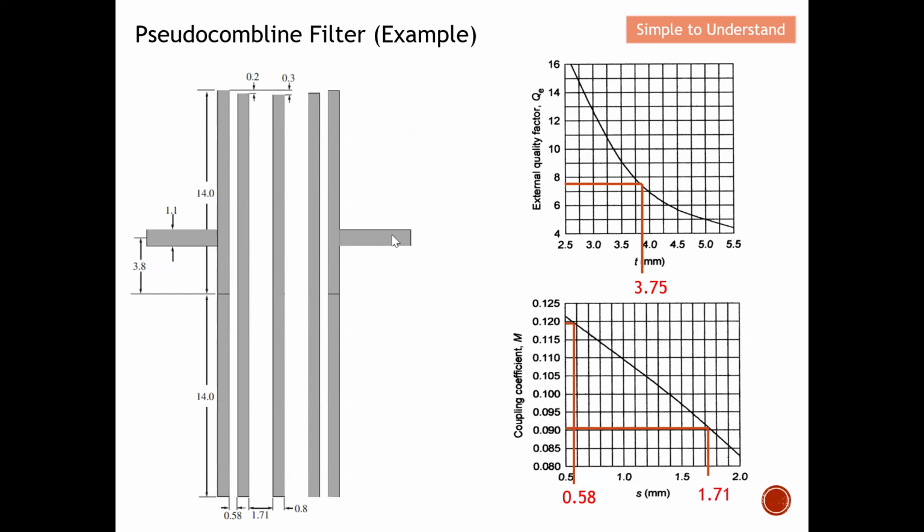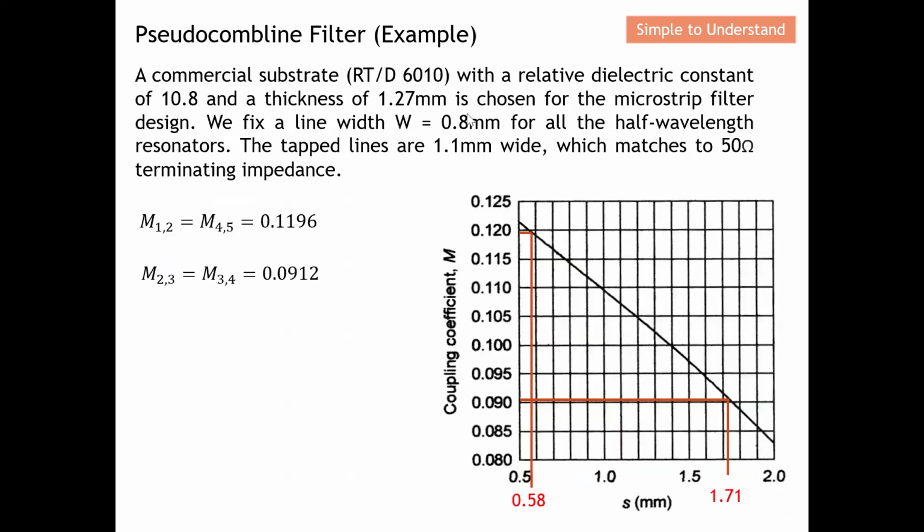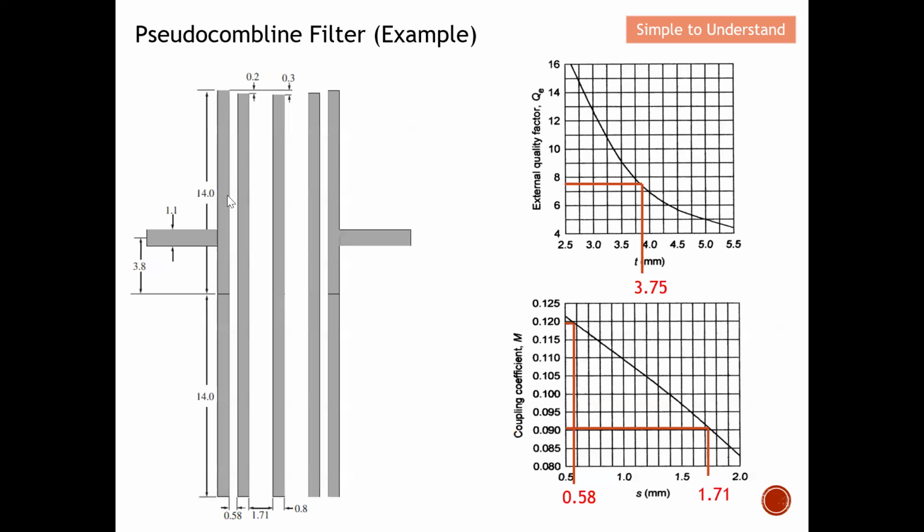As for the rest of the microstrip lines, they will have a width of 0.8. In short, all these microstrip lines have a width of 0.8. We make it all uniform so that it will be much easier.